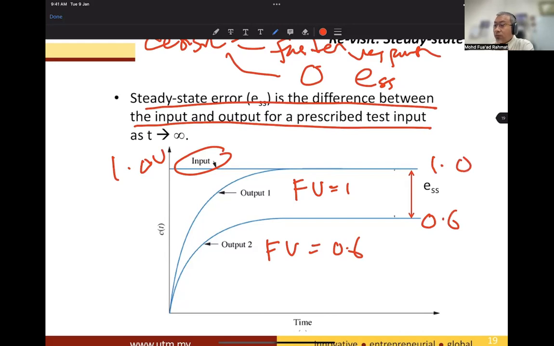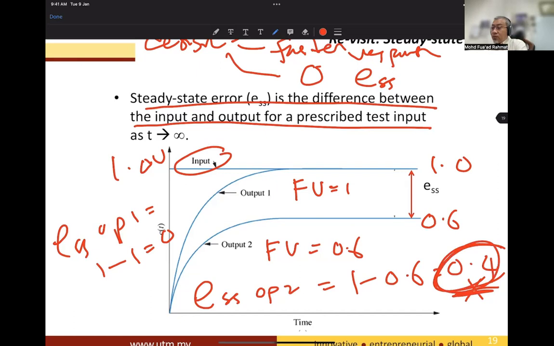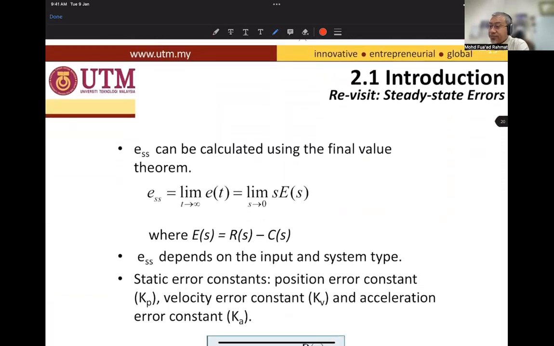This one is 1.0. Of course, for output 1, the steady state error is 1 minus 1, so equal to 0. But for output 2, the steady state error is 1 minus 0.6, so 0.4. So this is not good. This is not good for our system design. So we must make it 0, by using a controller.